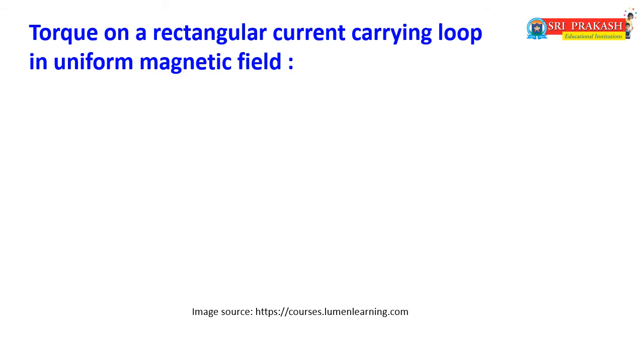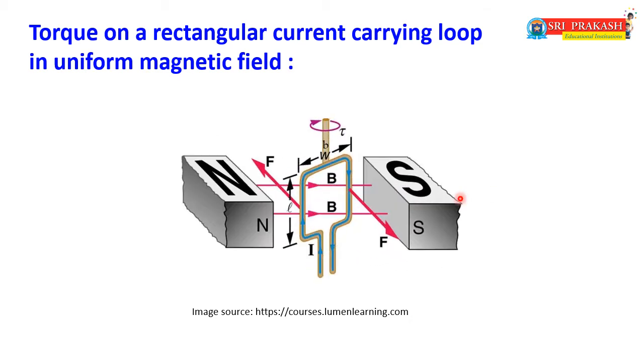Next topic, torque on a rectangular current carrying loop in a uniform magnetic field. To analyze the torque on a rectangular current carrying loop, consider a rectangular current carrying loop as shown in the diagram. Here L is the length and B is the width of the rectangular coil placed in uniform magnetic field B. Suppose I is the current passing through the rectangular loop as shown in the figure.